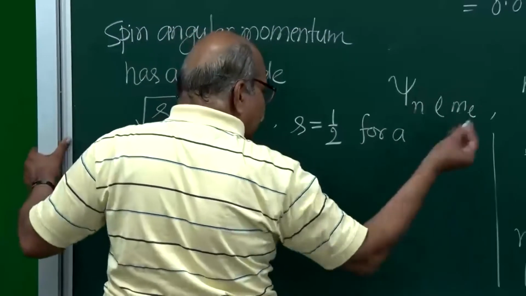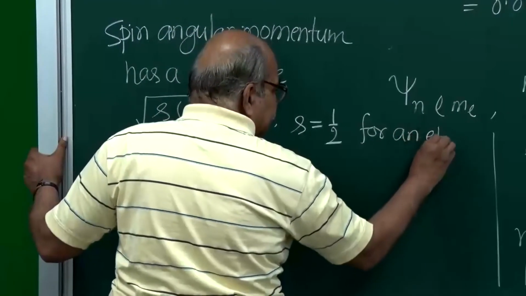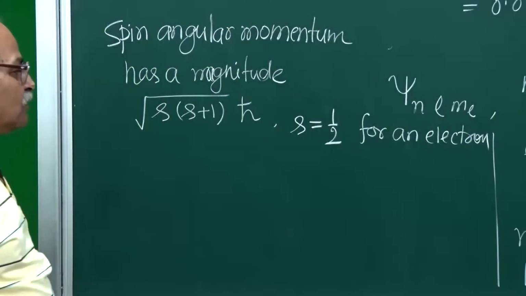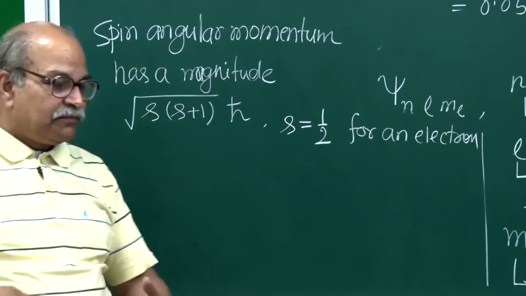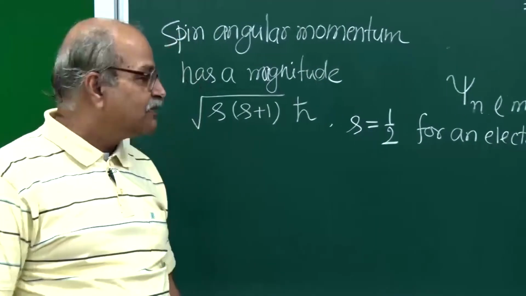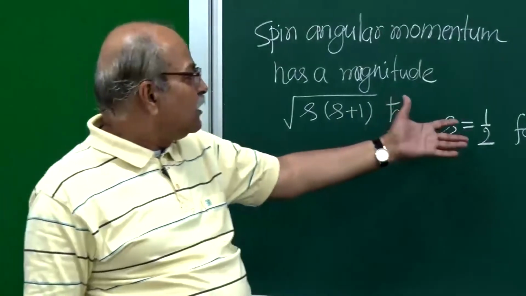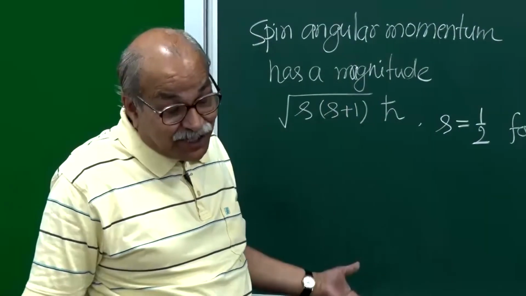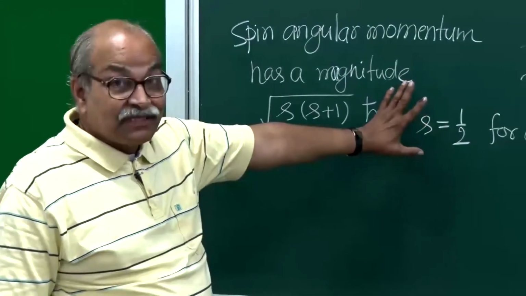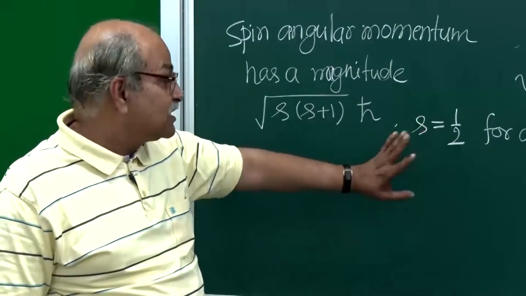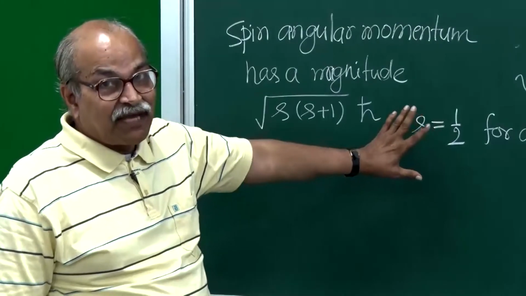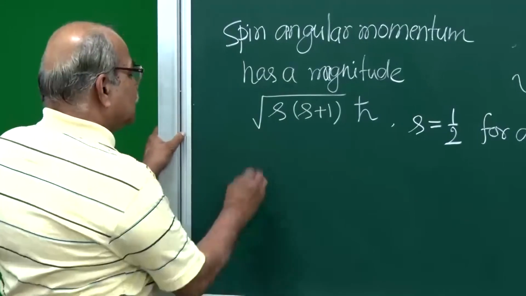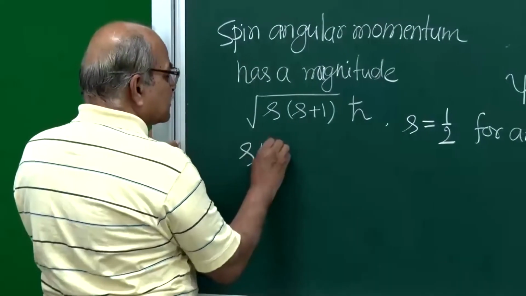For any electron, all electrons, and in fact all protons also, all neutrons also, there are many fundamental particles, they will have a spin angular momentum of this magnitude. Other magnitudes are also possible, but for electrons, no. Protons, electrons, neutrons, there is a fixed angular momentum magnitude. Okay, so we call them spin half particles. These are spin half particles.